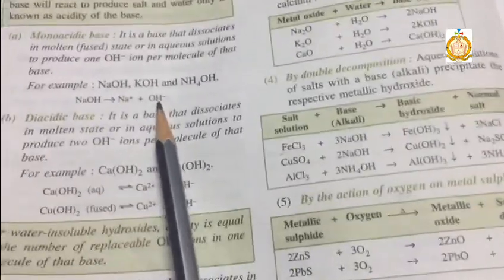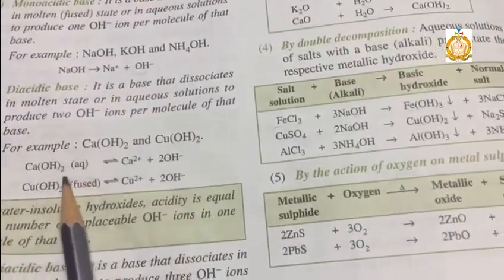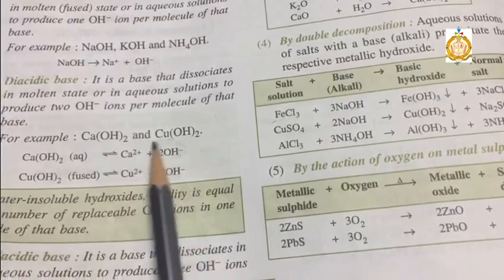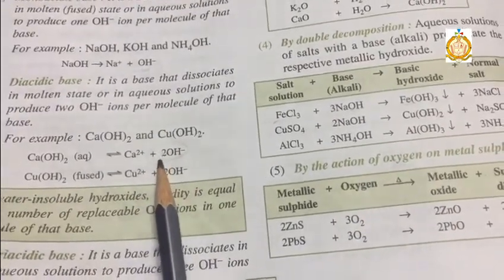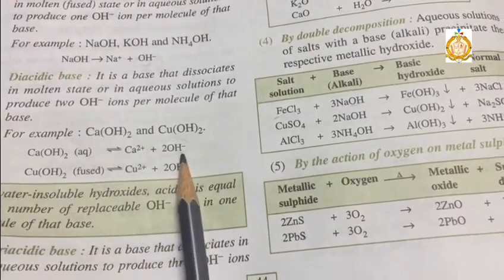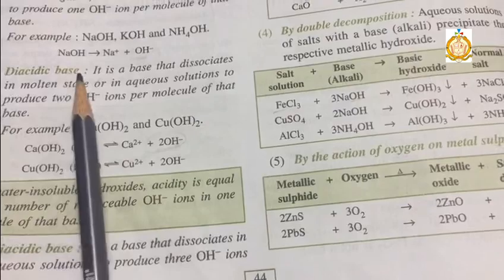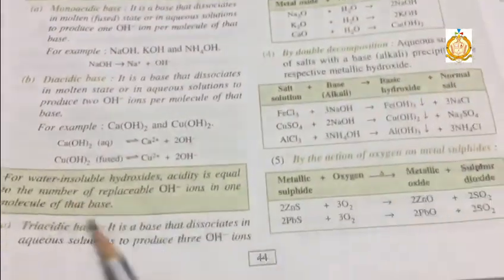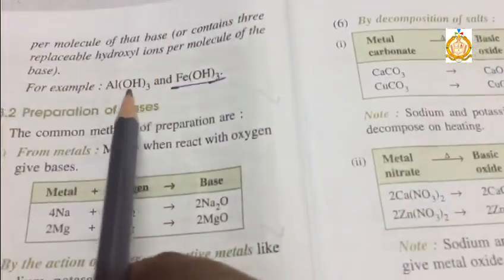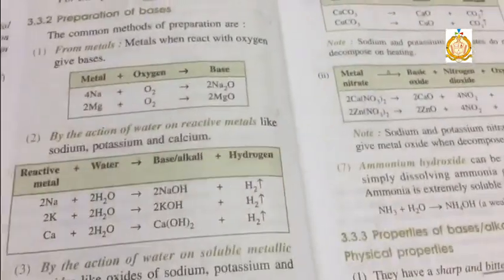So it is a monoacidic base. Diacidic, di means 2. 2 OH are dissociable, so it is a diacidic base. It is very confusing, so do it properly. Diacidic base. Next one, triacidic base, which will have 3 dissociable hydroxide ions, replaceable ions.